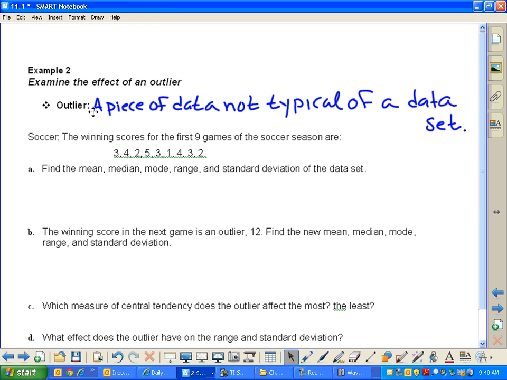All right, so now let's put the pencil to the paper, maybe do a problem or two. If you take a look here, we have a soccer team. I know I have some soccer people in here. The winning scores for the first 9 games of the soccer season are 3-4-2, 5-3-1, 4-3-2. You are going to enter those into your calculator. In part A, I want you to find the mean, median, mode, range, and standard deviation of that data set.